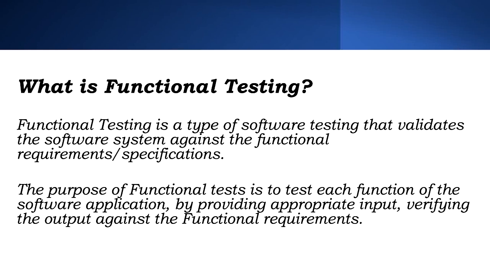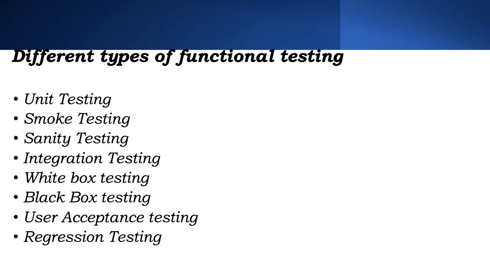Functional testing is one of the major testing types that all companies perform to find defects. So let's see what the different types of functional testing are. We have unit testing, smoke testing, sanity testing, integration testing, white box testing, black box testing, user acceptance testing, and regression testing. All these are different types of functional testing. We will go through each of them one by one.